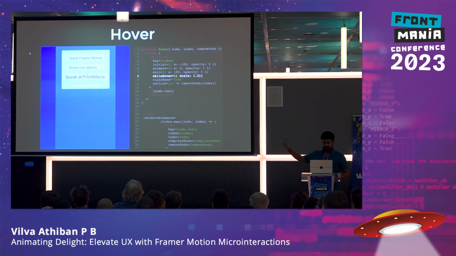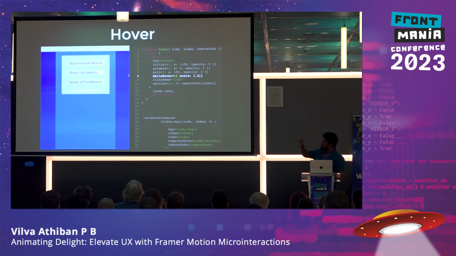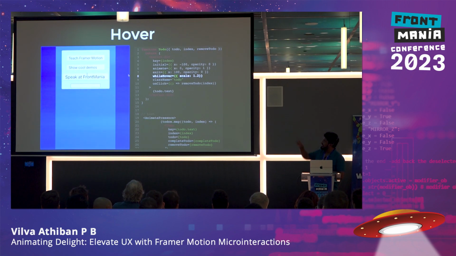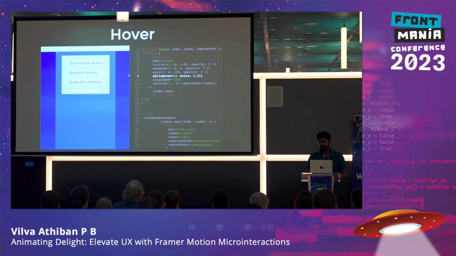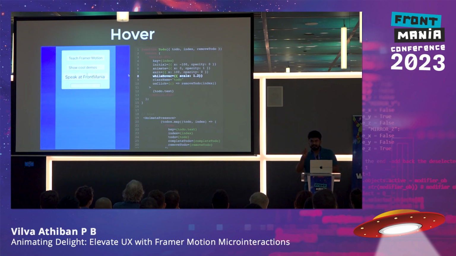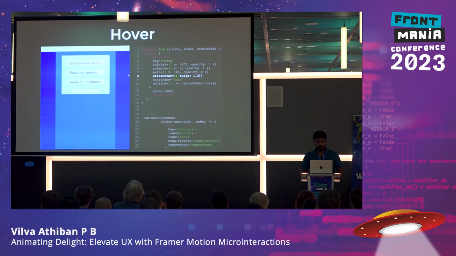And a small example: we will just reuse the same to-do list, and we will use something called whileHover. What this whileHover does is, when I hover on it, it gets activated, and it scales the corresponding component to 1.2x. So when I move my mouse pointer on the component, it just zooms in. And whileHover happens only while the hover is on. You have other methods like onHoverStart and onHoverEnd as well. You can customize it and use it for your own needs.